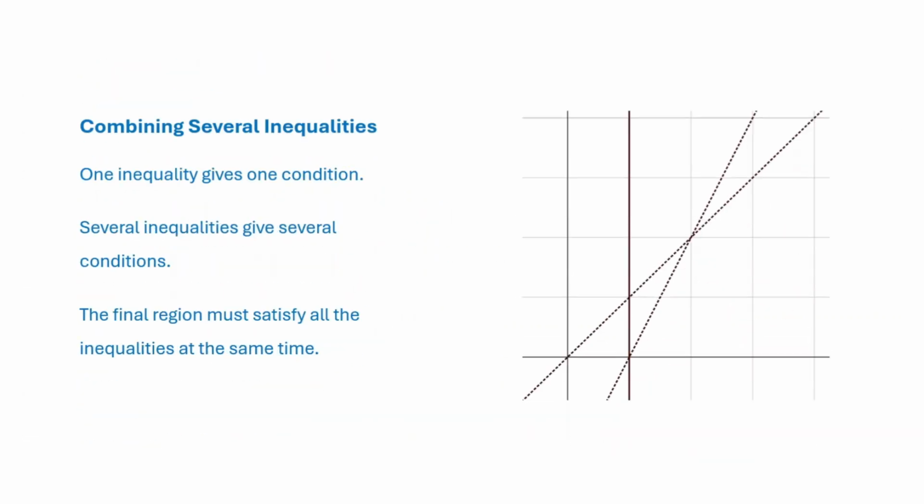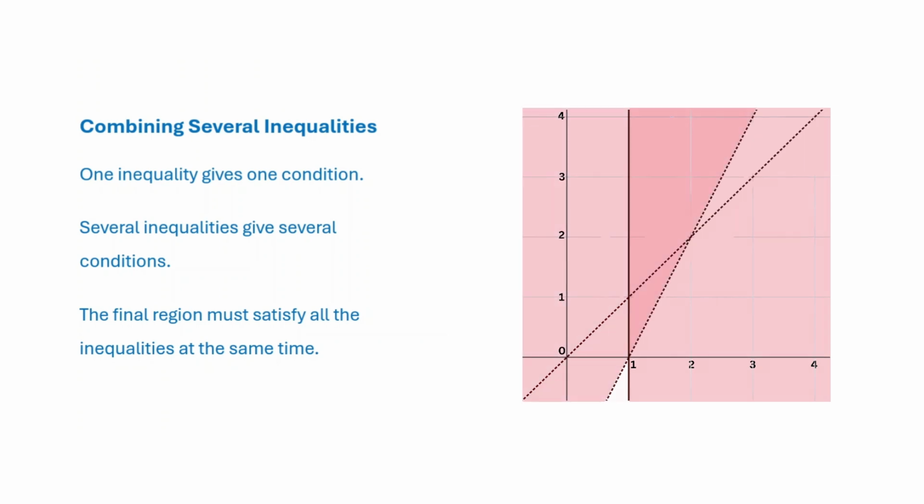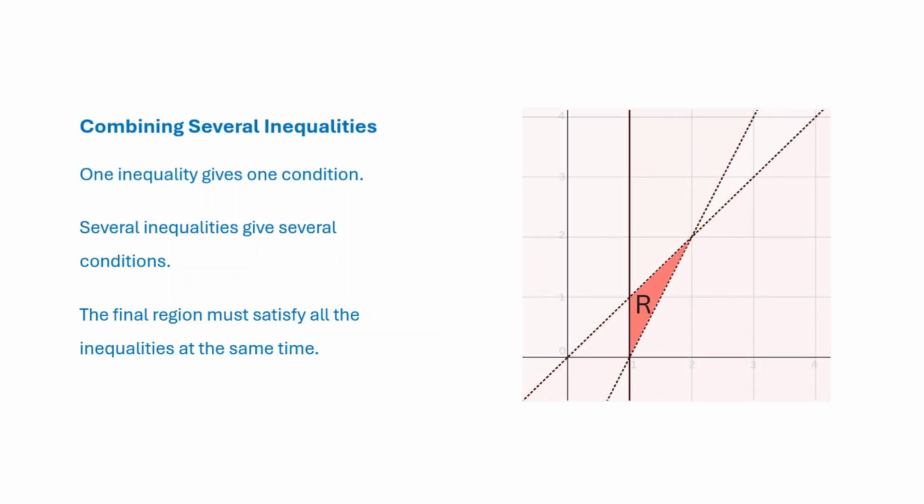Let's start by looking at the main idea behind these questions. When we graph one linear inequality, we get one solution region. But in exam-style questions, we often have several inequalities. Each inequality gives us a different condition. So the final answer is the region where all those conditions are true at the same time. That common region is usually labeled R.